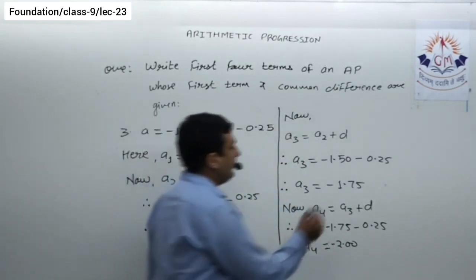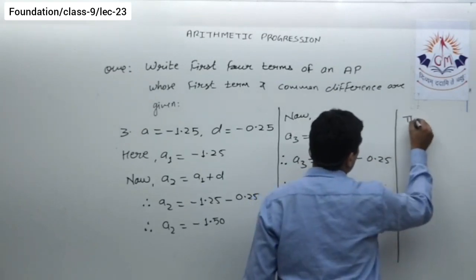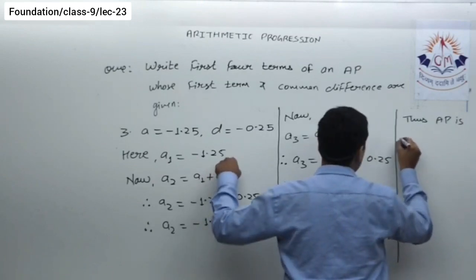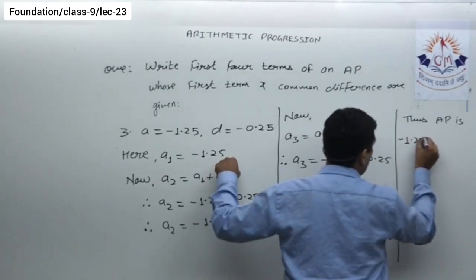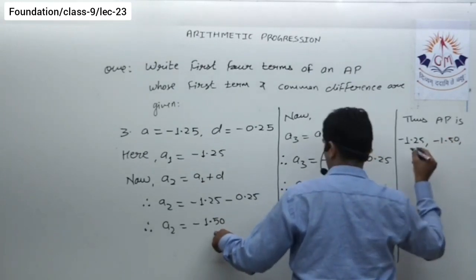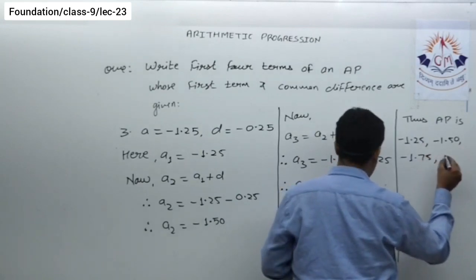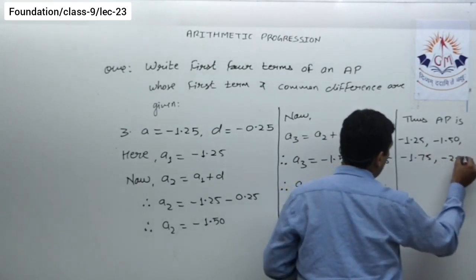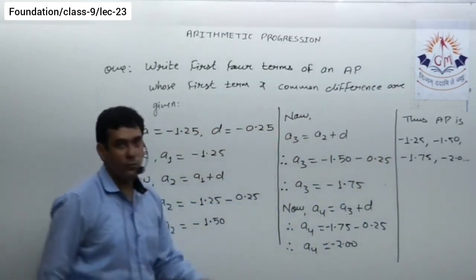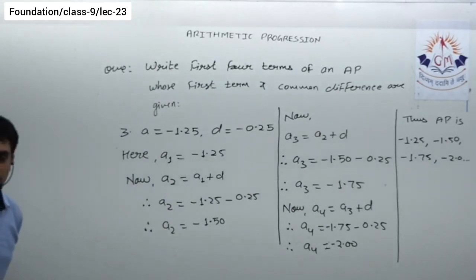So the first four terms of the AP are minus 1.25, minus 1.50, minus 1.75, minus 2.0, and so on. So these are the first four terms of the AP. Please note it down, then we'll see the next question.